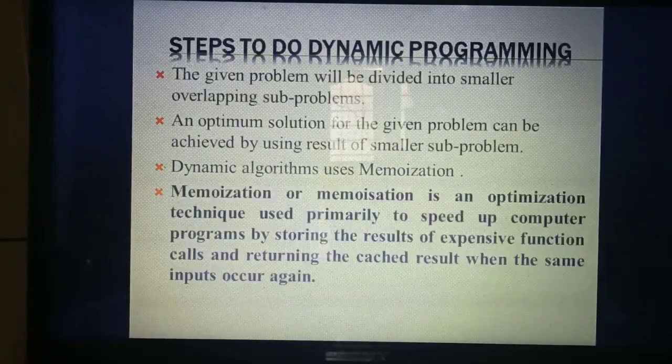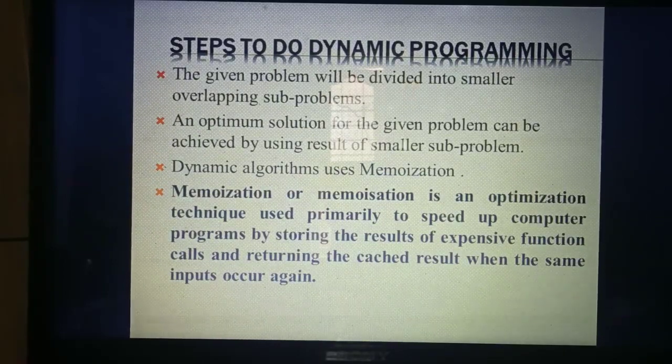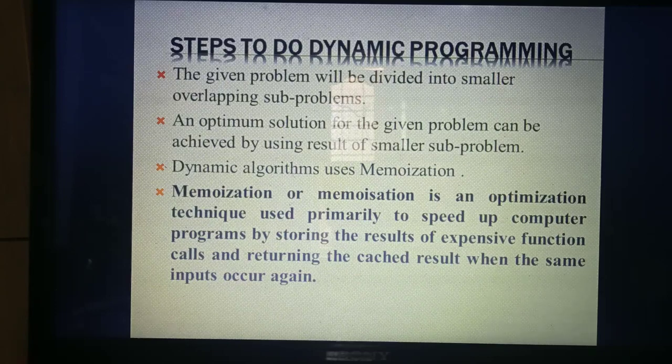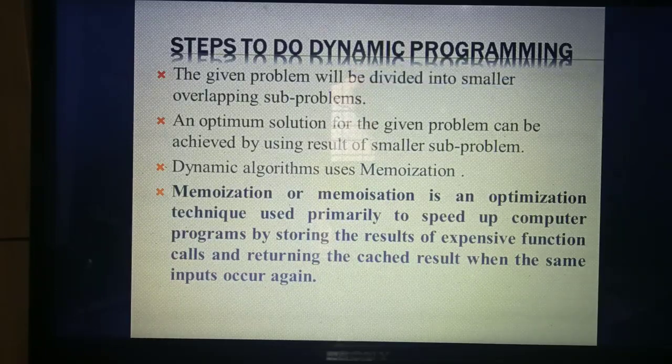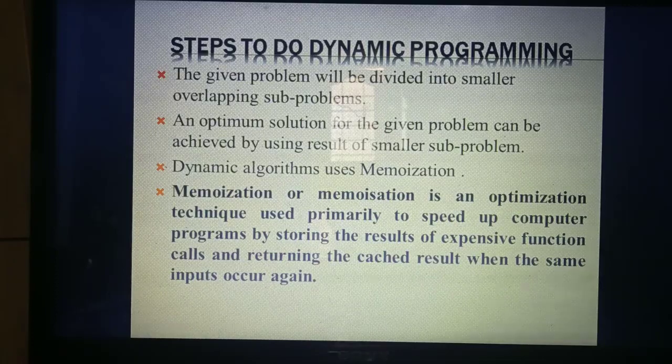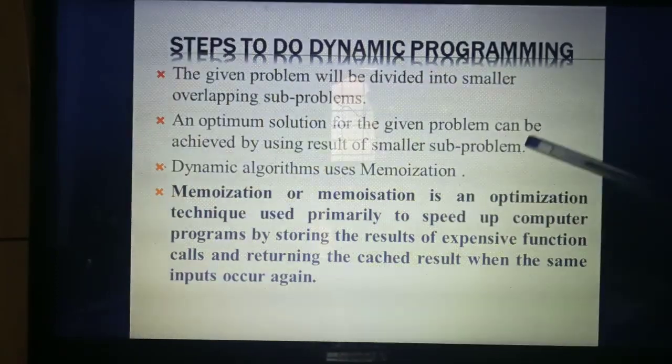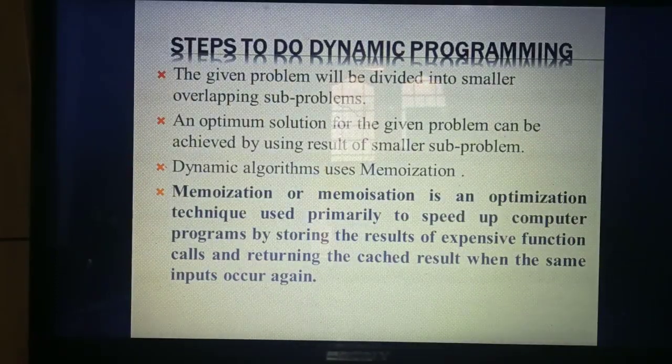Understand? Yes. Next thing is steps to do dynamic programming. The same thing I already explained, the same they have given. So what's the first step? You need to divide it into smaller problems, then smaller overlapping sub-problems. Overlapping means, I said, those 47 marks I need to add together. That's all. So that gives the optimum solution for the given problem. To get a better solution, I need to add all the small sub-problems, then only I will get the better solution.